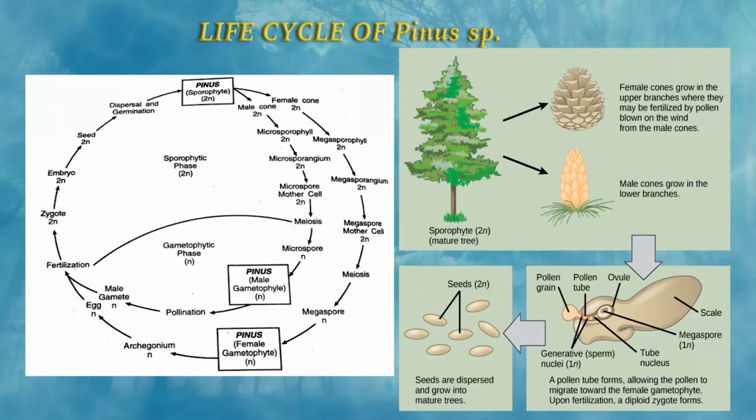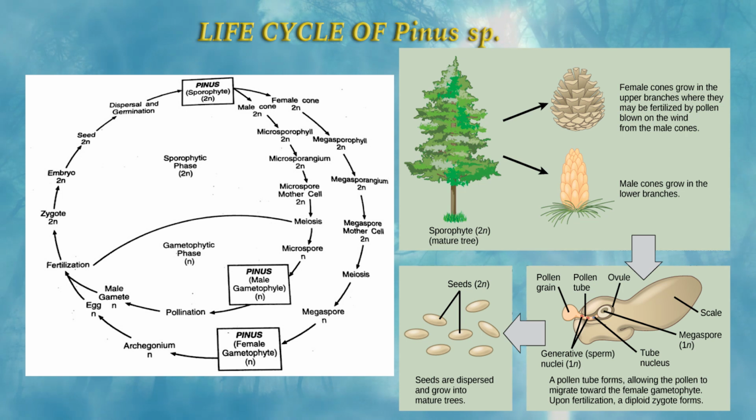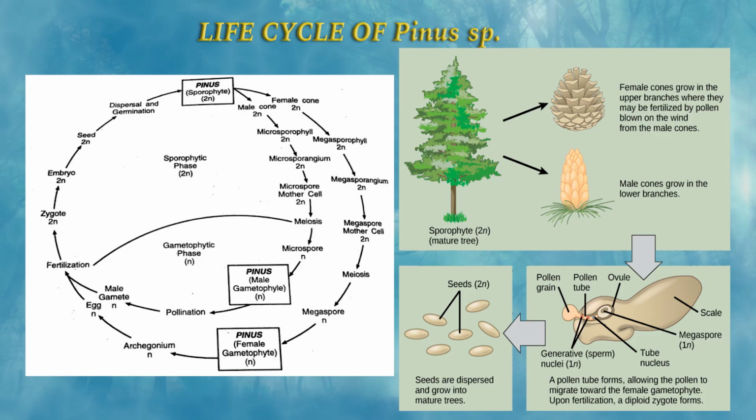In the life cycle, as I have explained earlier, the microspore and megaspore give rise to the male gametophyte and female gametophyte, the pollen and ovules, which after pollination undergo fertilization. So, a 2N zygote is formed, the zygote makes the embryo, the embryo forms the seed, and then it develops again into a big plant.